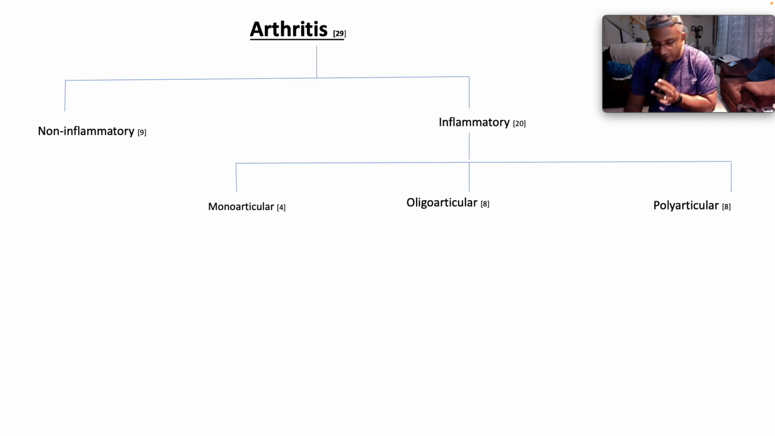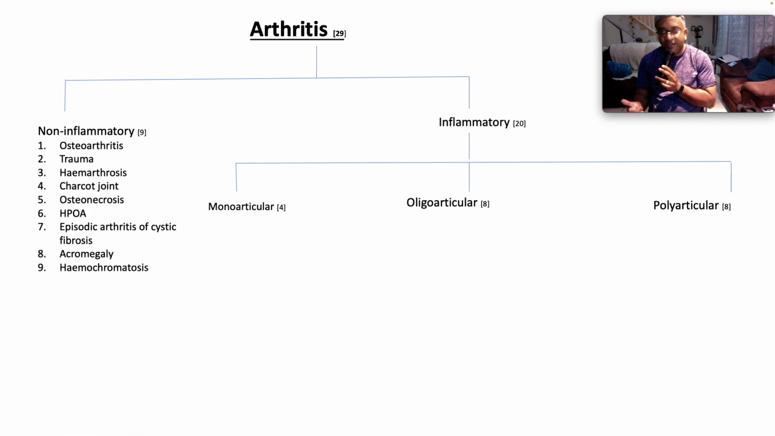Okay, let's look at the different causes, right? So there are 29 causes of arthritis. Non-inflammatory, there are 9 causes. So osteoarthritis is the poster child for non-inflammatory arthritis. It's an erosive, non-inflammatory arthritis, okay? Then we've got trauma, we get hemarthrosis, especially on the back of a bleeding diathesis. The poster child for that is hemophilia. Charcot's joint, right, which is basically the result of long-standing neuropathy, usually on account of diabetes. Right, osteonecrosis, hypertrophic pulmonary osteoarthropathy, and episodic arthritis of cystic fibrosis, acromegaly, and hemochromatosis as well.